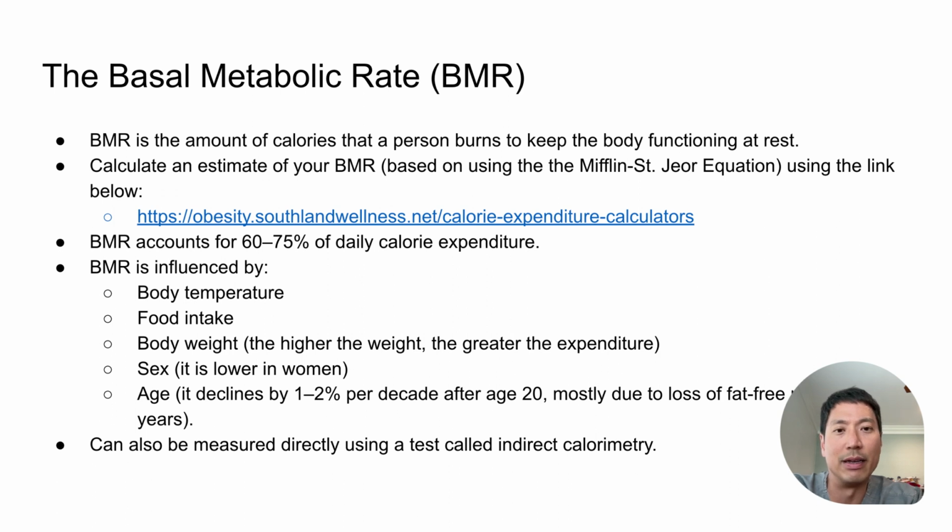Just use the one, the Mifflin St. John equation is the one that we prefer. It accounts for 60 to 75% of daily calorie expenditure. So it is, usually, what takes up most of your calories. BMR is influenced by a number of factors: body temperature, food intake, body weight, sex, age.